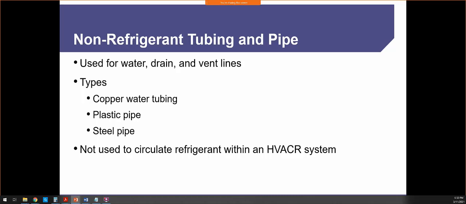So if we go to Home Depot or Lowe's, we're going to have big old stacks of tubing that's just sitting on our shelves. That's designated as water tubing, all right? We can't use that for refrigeration.